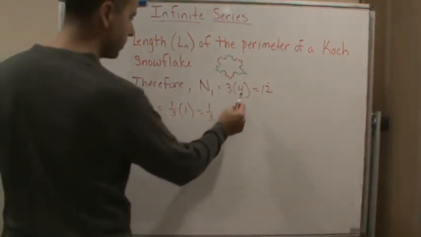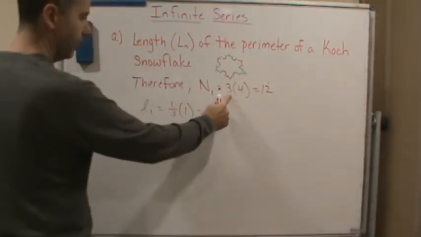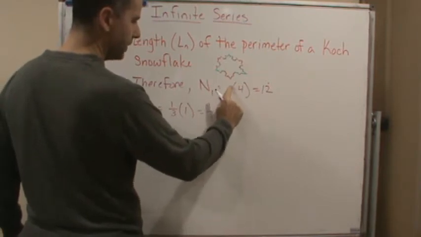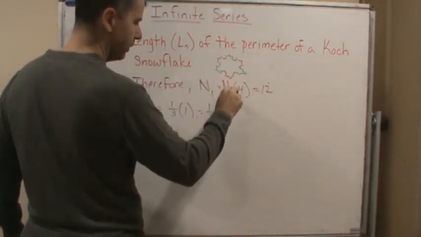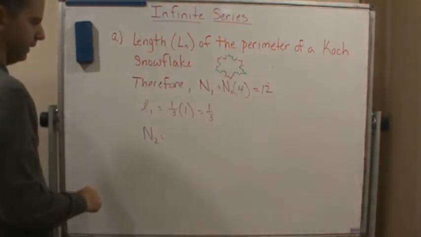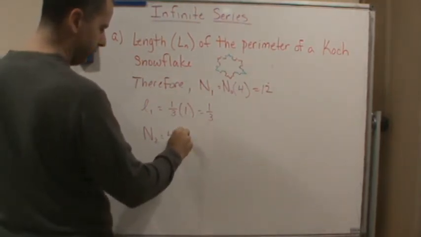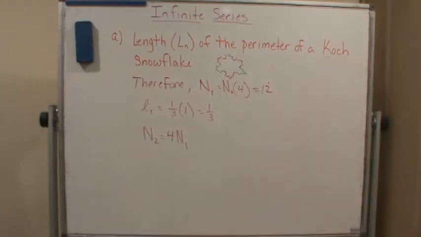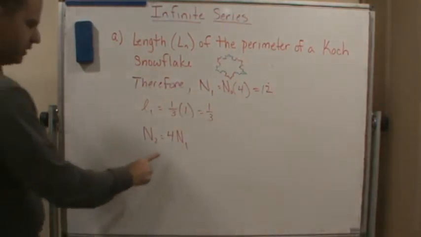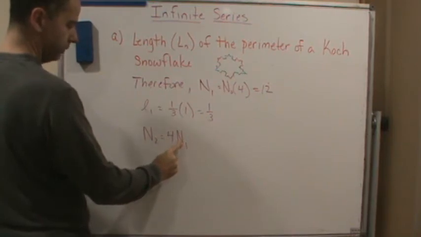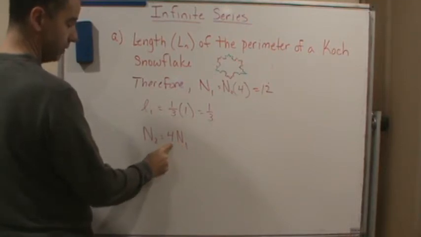Well, just like here we had 3, which we could replace with N0, right? So now N2 is going to be 4 times N1, because each side is going to go from one side to 4 sides.